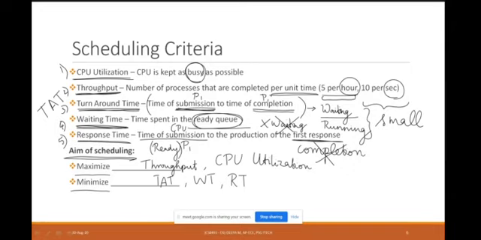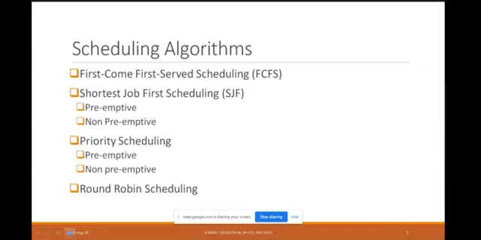So maximizing your throughput and CPU utilization, and minimizing turnaround time, waiting time and response time. So we are moving to the scheduling algorithms. The first algorithm is first come, first serve. The second one is shortest job first, preemptive and non-preemptive, priority scheduling, preemptive and non-preemptive, and finally you will have your round robin or your time sharing environment.